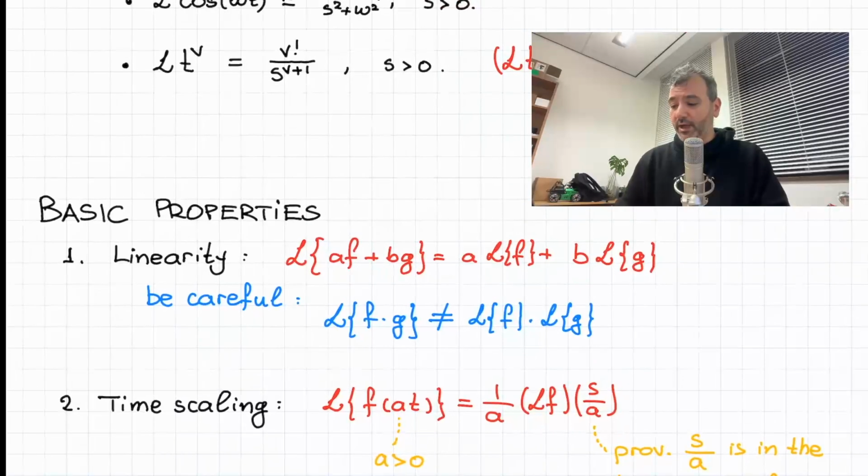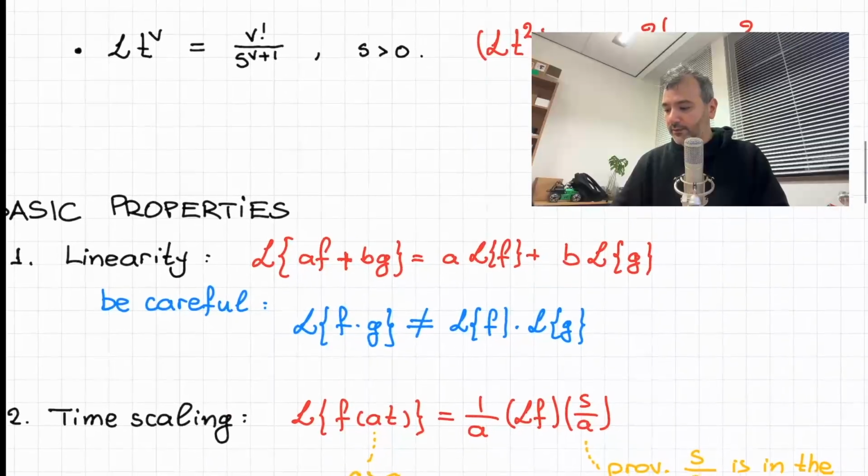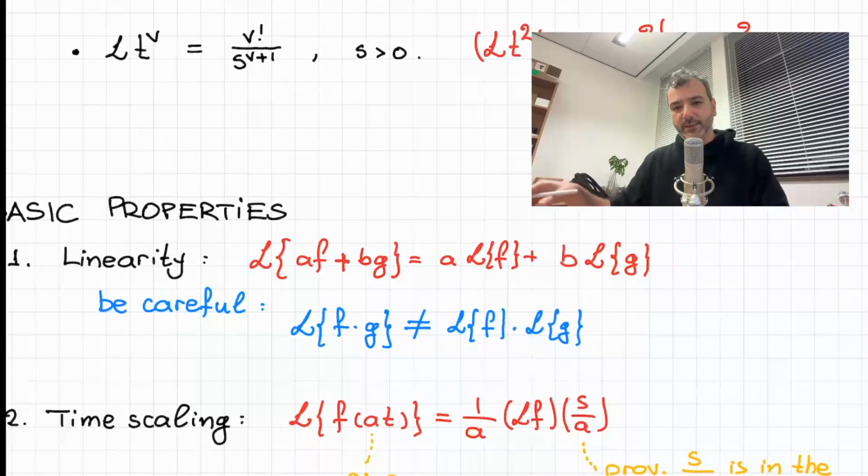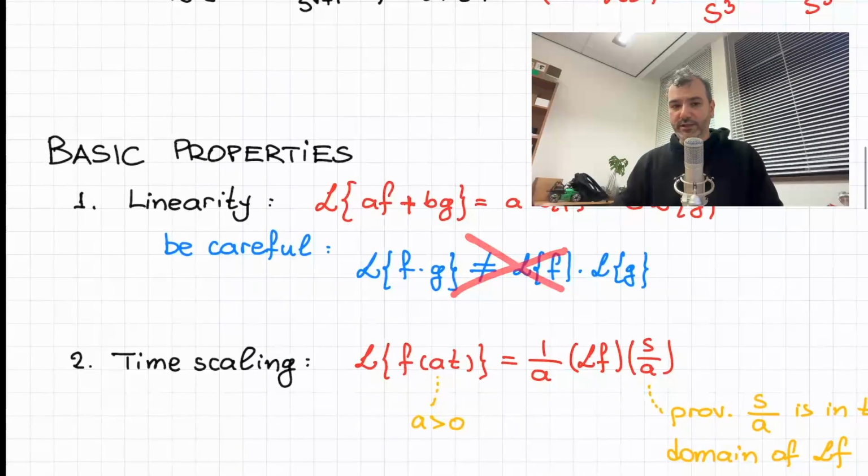Okay, so when you have a function f and the function g, and you have constant parameters a and b, the Laplace of af plus bg, this is a plus here, is equal to a Laplace of f plus b Laplace of g. Right, now be careful. The Laplace of f times g, where f and g are functions, if you multiply together two functions, then you cannot split, you cannot break it into the Laplace of f times the Laplace of g. This is just wrong. So this is property number one.